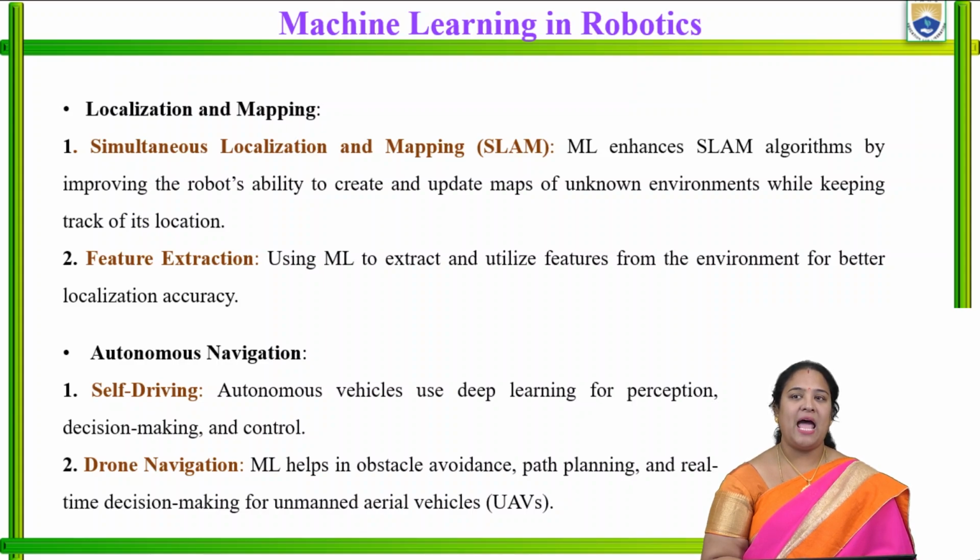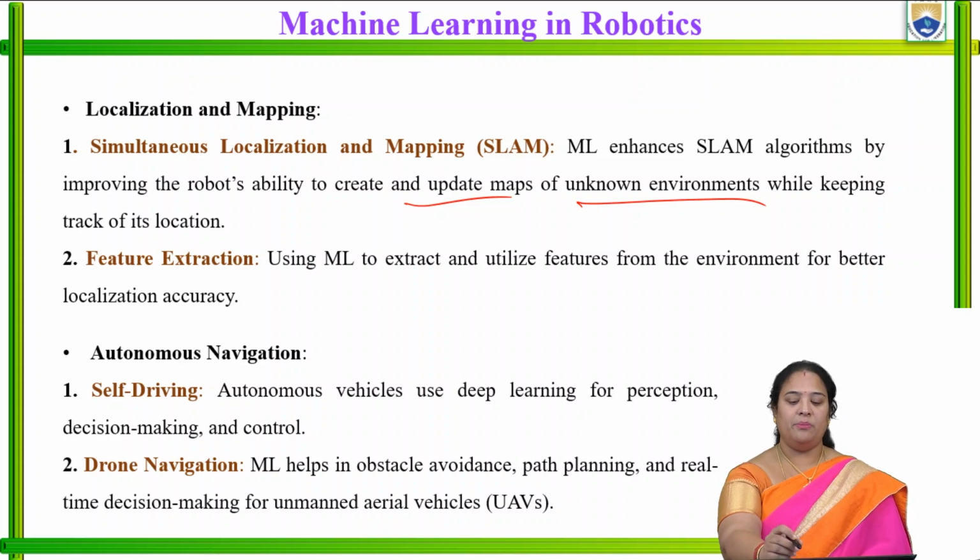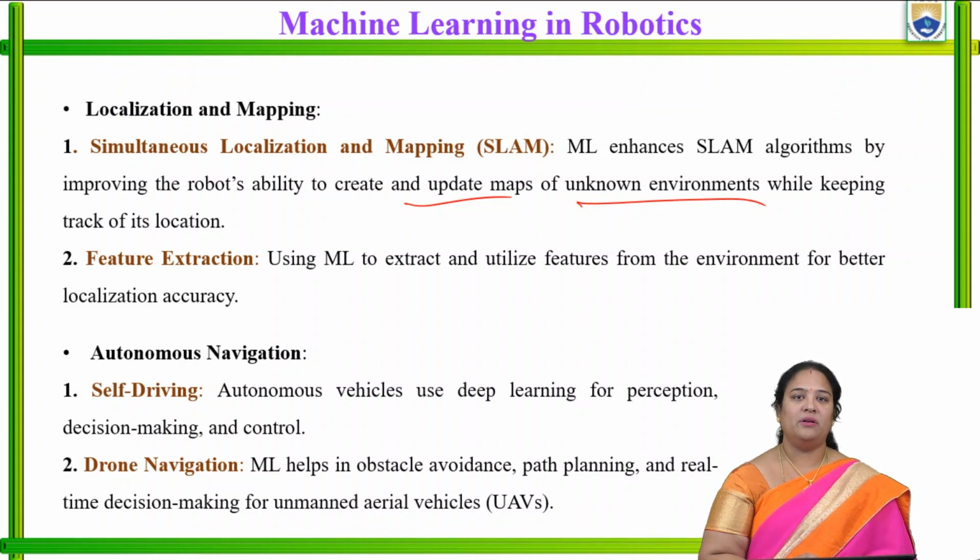Here the SLAM algorithm is being written for the unknown environment, right? The SLAM algorithm is written for the unknown environment to update the maps, or to keep track of its location. That is, the algorithm is used for improving the robot's ability to create updated maps of the unknown environment or to keep track of its location. Localization and mapping is very important. SLAM is very important.